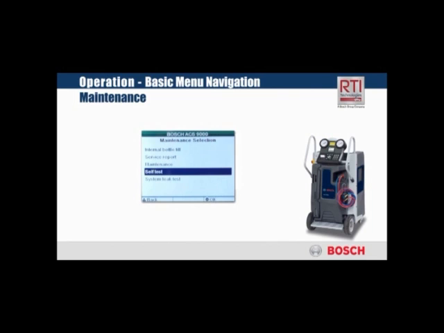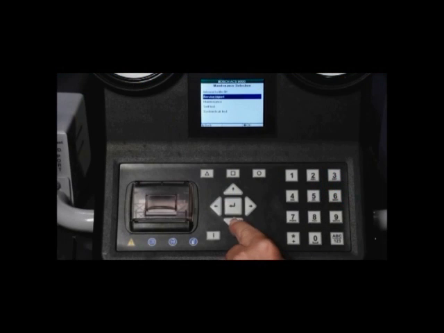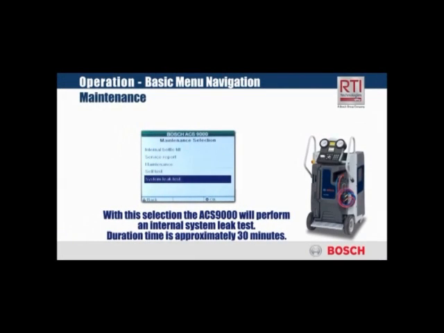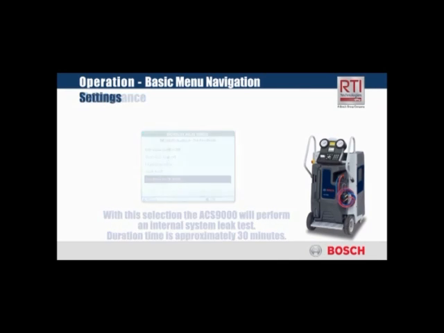Our next selection is Equipment Self-Test. I can go do my self-test, hit the button, and it's checking the scale, the pressure oil scale, pressure sensors, everything is okay. Bottle temperature, ambient temperature, solenoid valves. It's checking all the internal parts. And then it gives me a report. With the System Leak Test function, the ACS 9000 will perform an internal leak test to check equipment system integrity. Total time duration for this procedure is about 30 minutes.